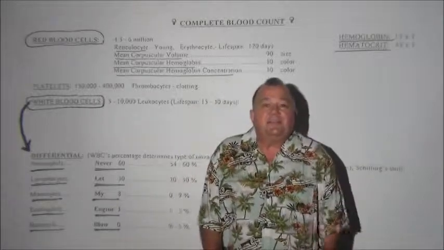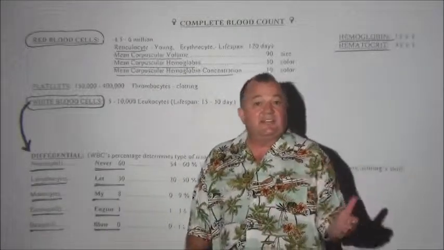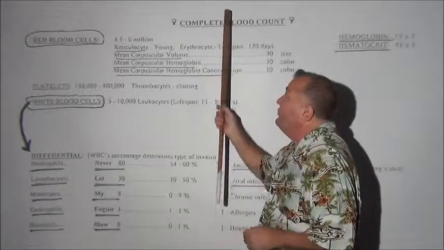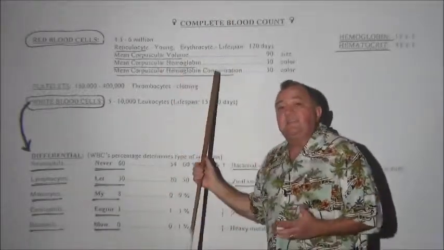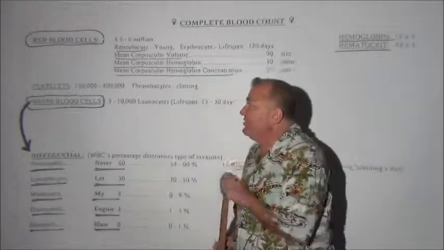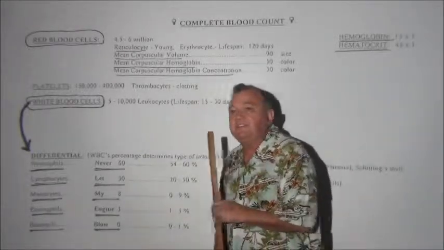So let's take a look at some examples, and you can make a choice for yourself. For example, I thought maybe today we would talk about CBCs. Now there is a CBC and a CBC with a differential. So let's talk for a second about what a CBC is.